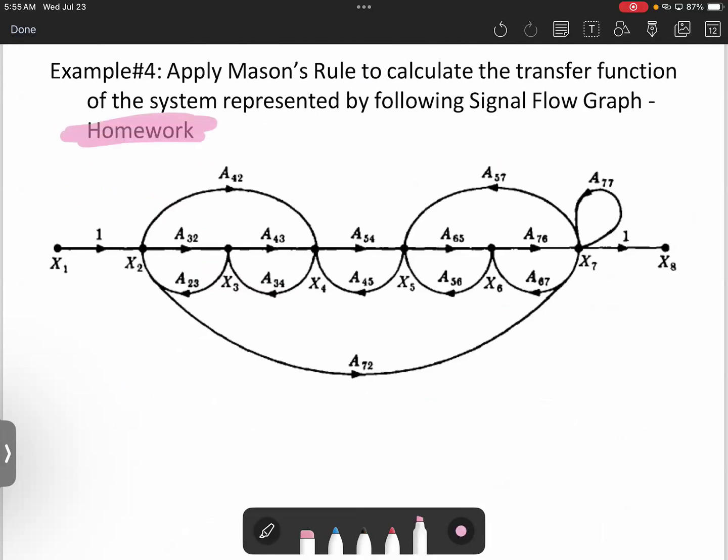Homework. I want you to enjoy it. Maybe you'll spend half an hour to solve it. Maybe half an hour, maybe 1 hour, I'm not sure. But definitely you will not see it in the test, because it's so long. So the thing is the transfer function x8 over x1. Next week, x8 over x1.